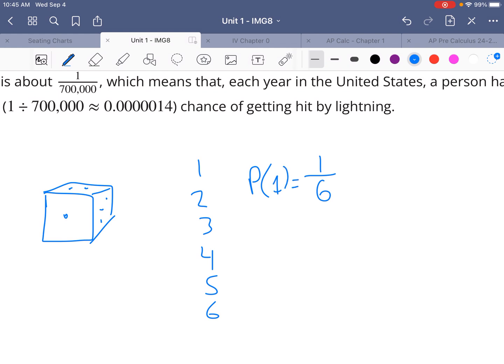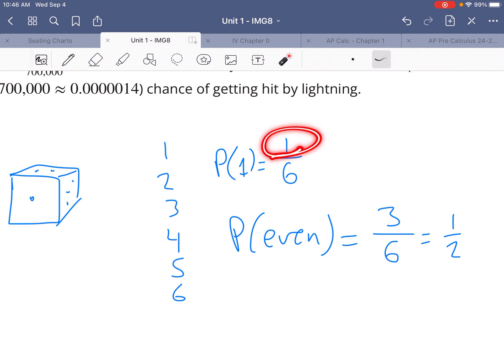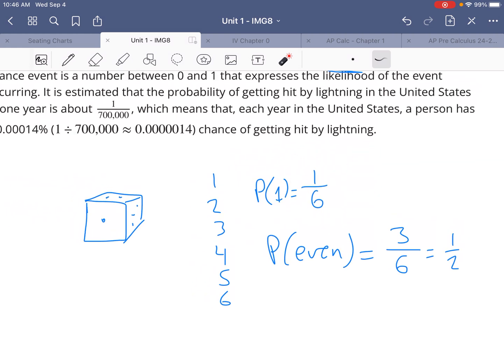Now, what's the probability of rolling an even number? How many outcomes in our sample space are even? We've got 2, 4, and 6. So we have 3 possible outcomes that we're looking for, divided by 6 total possible outcomes. You could reduce that down to 1/2 or 0.5, which means you're just as likely to get an even number as you are to get an odd number. This is how probability works. You take the number of outcomes that you're looking for and divide by the total possible number of outcomes.